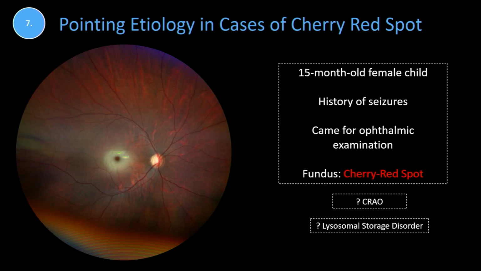Now last but not the least, a 15-month-old female, there is history of seizure and limb weakness, came for ophthalmic examination. There was a bilateral cherry red spot. As Dr. Gori discussed, this picture was very difficult to take, but the baby has limb weakness, so we were successful in this. Bilateral cherry red spot was there.